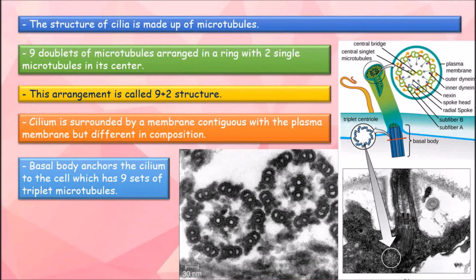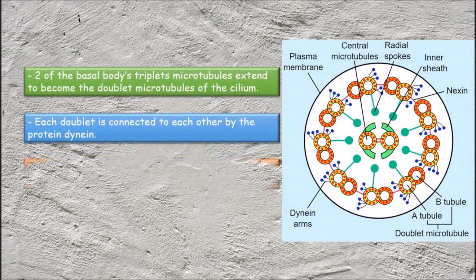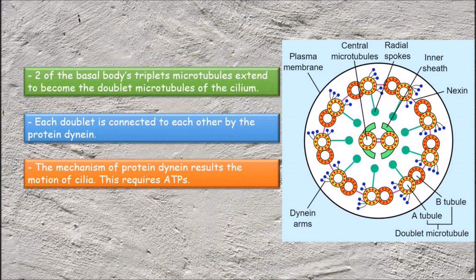At the base of the cilium, it is bound to a basal body, which is a microtubule organizing center. The basal body anchors the cilium or flagellum to the cell. It has 9 sets of triplet microtubules arranged in a ring. This arrangement is called a 9+0 arrangement because there are no microtubules in its center. 2 of the basal body's triplet microtubules extend to become the doublet microtubules of the cilium.